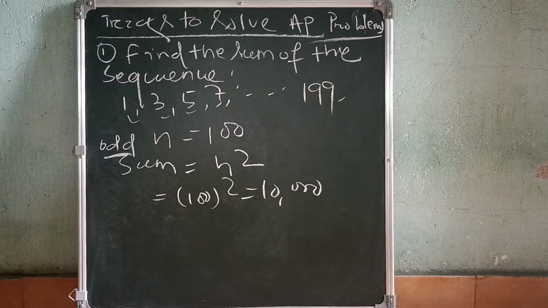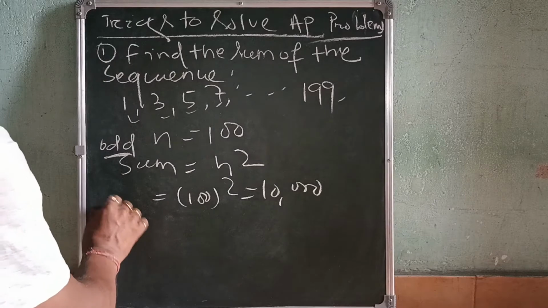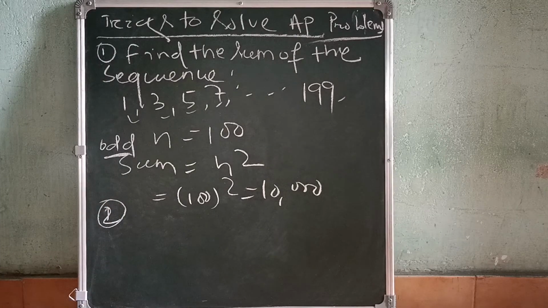It's an odd number, so the odd sum is equal to the n square formula, and we already found that n is 100. So 100 square, that means 10,000. Okay. Just like that, we can consider another question also.